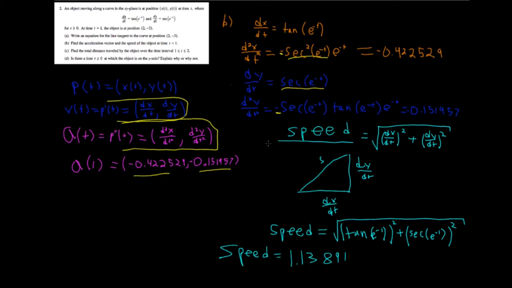So to figure out the speed, since we're given dx over dt and dy over dt, which are the velocities in the x direction and the y direction, to find the total velocity we're going to have to use the Pythagorean theorem. So speed is equal to the square root of (dx over dt) squared plus (dy over dt) squared. So speed is equal to the square root of tangent(e to the negative 1) squared plus secant(e to the negative 1) squared. And that is going to be equal to 1.13891.